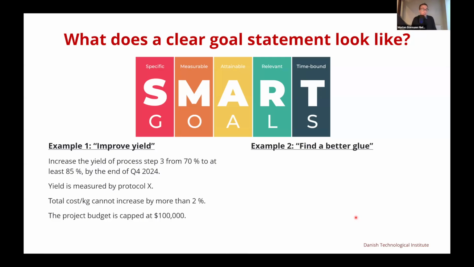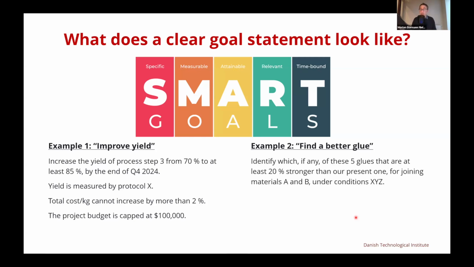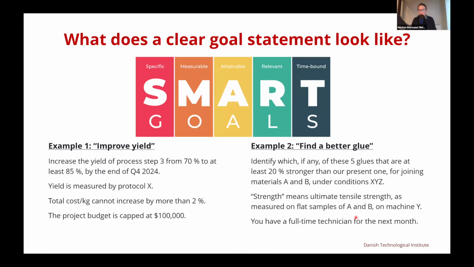Another example might be that you are tasked with finding a better glue for joining 2 materials. But what does that mean in practice? Well, it could be that you have 5 alternatives that you are looking at, and you're only really going to replace the glue if at least one of them is 20% stronger than the present one when we join these 2 materials together under the conditions that are present where we join them together. And when we say the strength of the glue, what we really mean is, again, a very specific test on specific types of samples on a specific machine, and we have a certain amount of resources available.